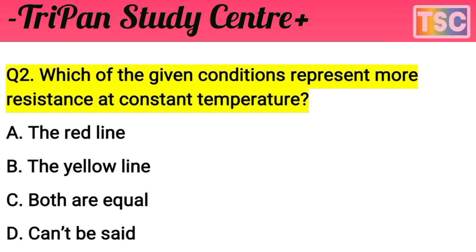Option C is eliminated because both are equal, and nothing in the condition says so. B, the yellow line, is not applicable for this question. The answer is A, the red line. The red line represents more resistance at a constant temperature. That's important, and let's see the next question.